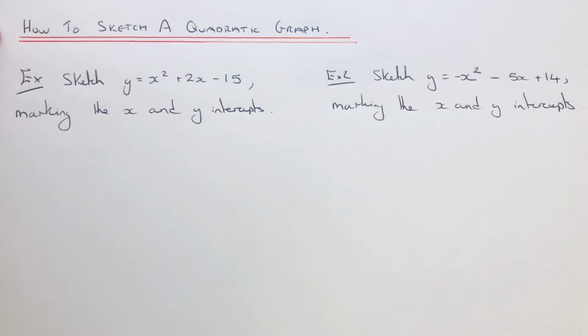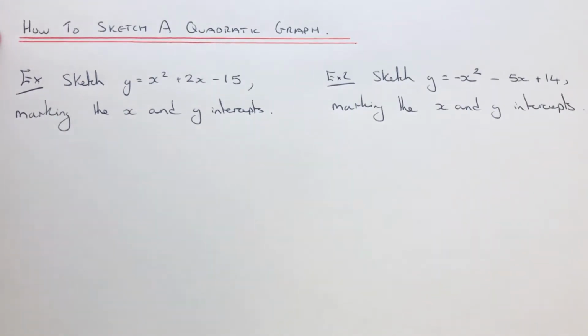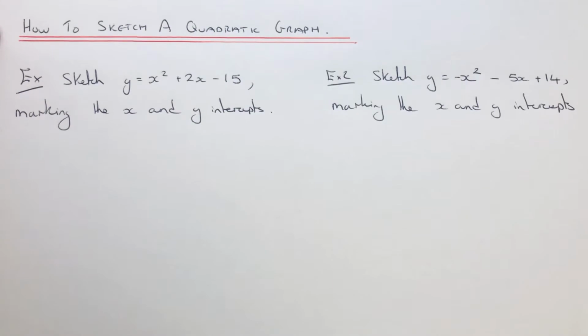Today I'm going to show you how to sketch a quadratic graph, marking on the x and y intercepts. So these are the places where the curve crosses the x and y axis. So the first example is to sketch y equals x squared plus 2x minus 15, marking the x and y intercepts.